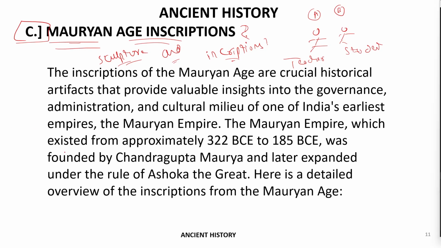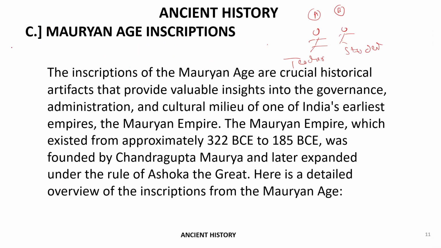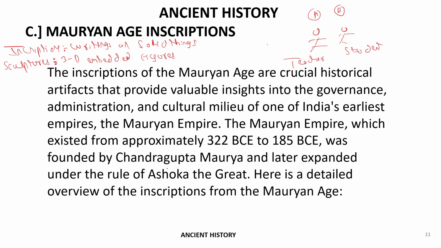Basically, we can say inscriptions are writings on solid things, maybe the rock, maybe the wall, maybe the iron pillars, whereas sculptures are 3D embedded figures, maybe a statue or some paintings which are 3D in shape.